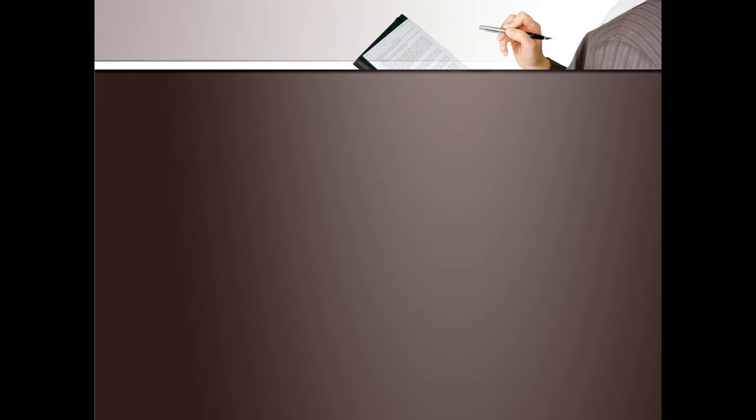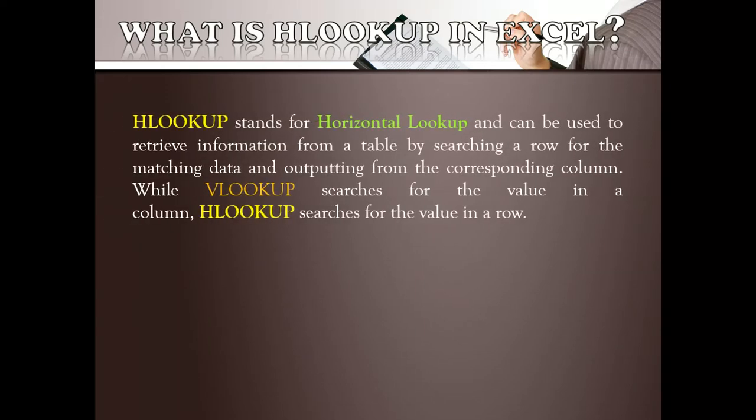Everyone be very careful, I will teach you step by step. Firstly, you must know what HLOOKUP in Excel is. HLOOKUP stands for horizontal lookup and can be used to retrieve information from a table by searching a row for the matching data and outputting from the corresponding column.